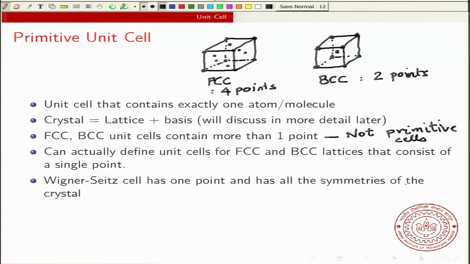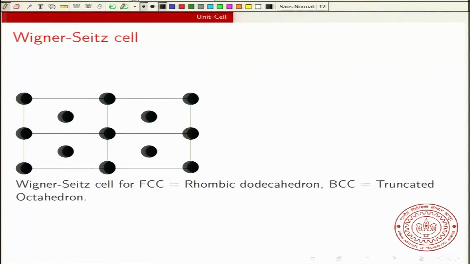I will just illustrate what a Wigner-Seitz cell is. Let us take an example. Again we will start with a 2D example of how to construct a Wigner-Seitz cell. Here I have a 2D lattice, it is referred to as a centered rectangular lattice.